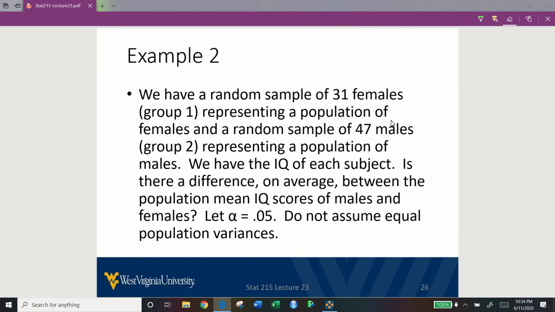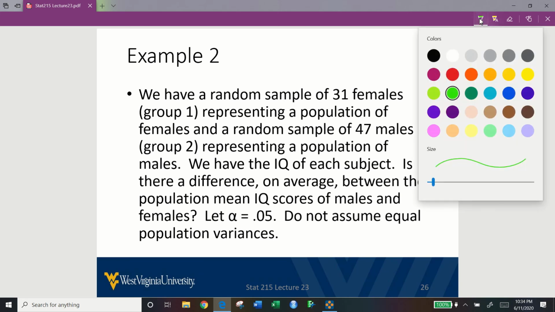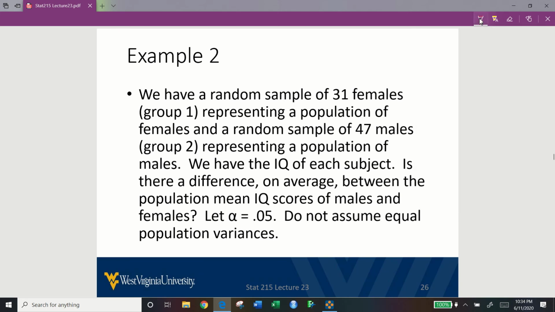Okay, so at this point, let's take a look at example 2. As soon as I change colors to something that's not that bright green.